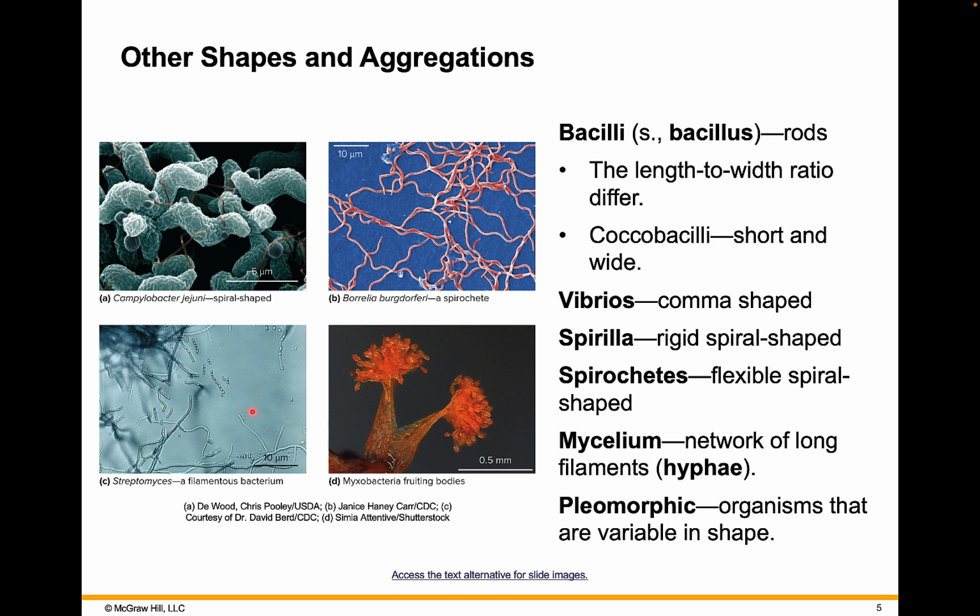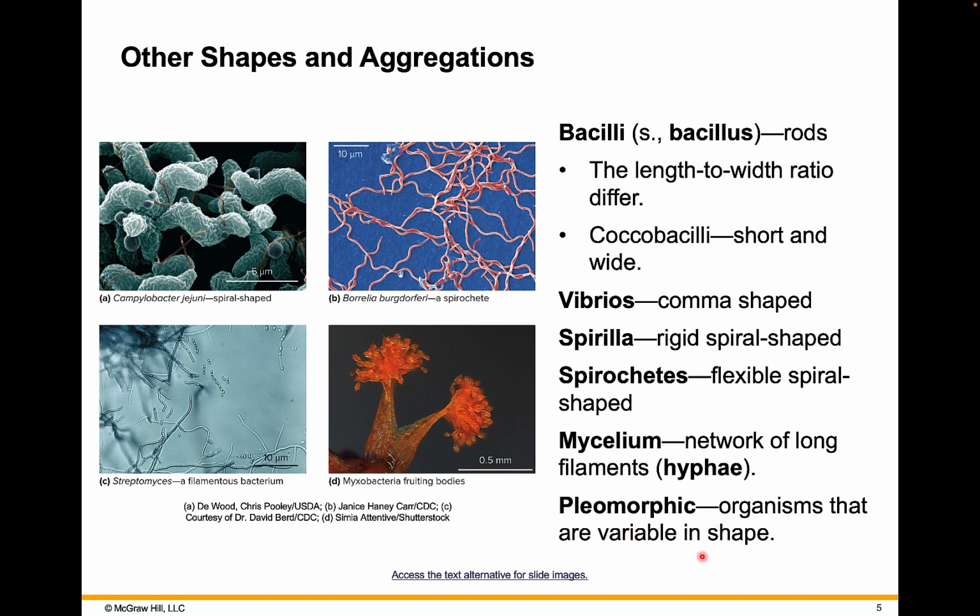Here you can see the Streptomyces can form these filamentous bacteria. They are filament-like. There are some myxobacteria which can form these unique fruiting bodies. Remember that each of these fruiting bodies actually contains thousands of individual cells. And sometimes they can form the mycelium, a network of long filaments like hyphae. Usually these words are specific to the fungi, but sometimes some bacteria can form those as well. And then there is a group of bacteria which are pleomorphic organisms that are variable in shape.